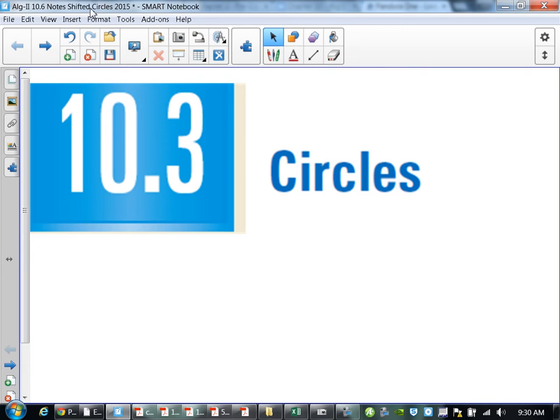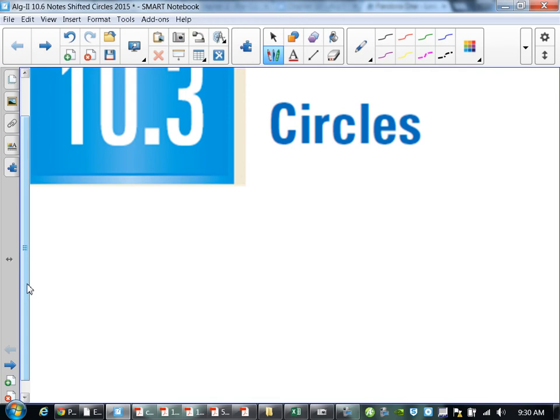Do you guys remember the equation for a circle? For what? No. What are we solving, the area? Not the area, just the equation. Write the equation of a circle. What? 2 pi r? No.